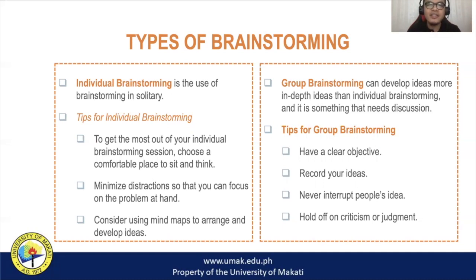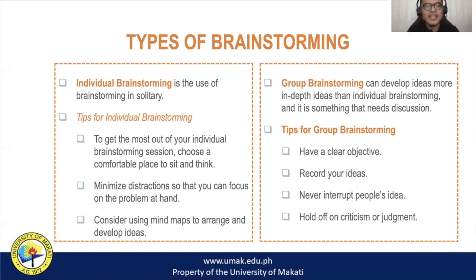So individual brainstorming is the use of brainstorming in solitary, meaning you have to be alone, okay? Because it's individual and solitary. Haven't you noticed when we are alone, sometimes there's so many ideas in our head, and sometimes we talk to ourselves and ask ourselves questions such as, is this idea better than this idea? Or is this going to be good for my essay? Stuff like that. Okay, so there are different tips for individual brainstorming that you might want to follow.